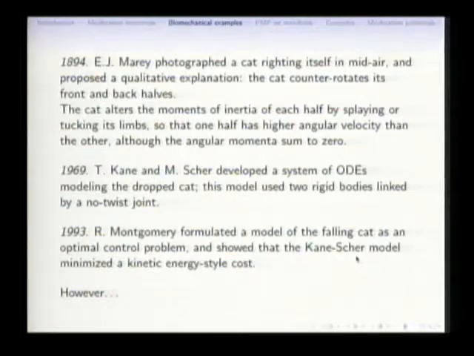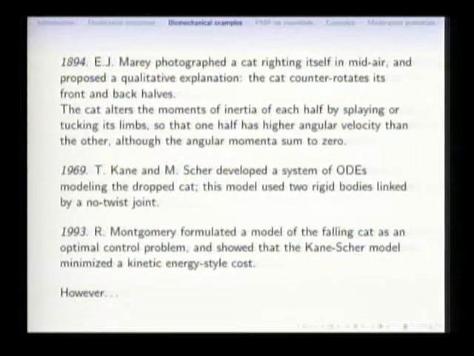So a little bit of a timeline, 1894. Marey was able to capture that many frames of the cat doing this maneuver. He also photographed something that looked like a whippet, rabbits, and various other animals doing this flip. The rabbit actually does a really good job with it. Its massive hindquarters help. But it was purely a qualitative and very, very brief summary.